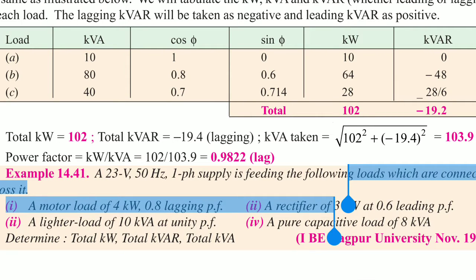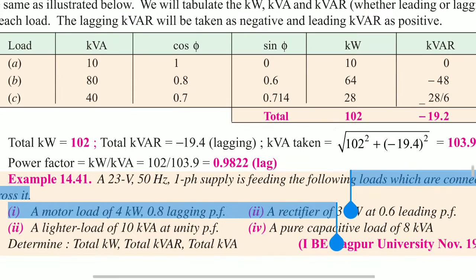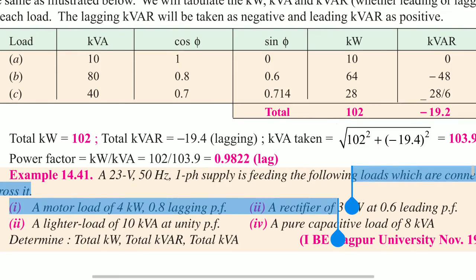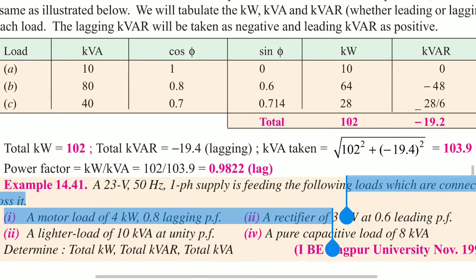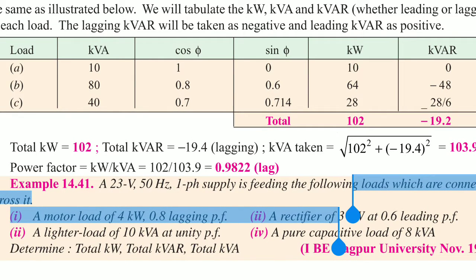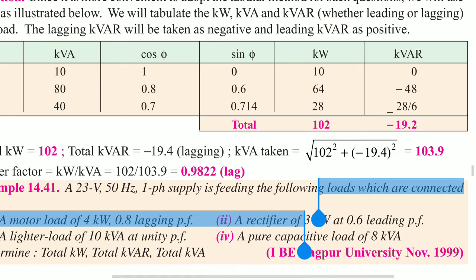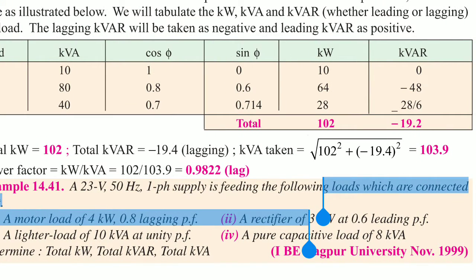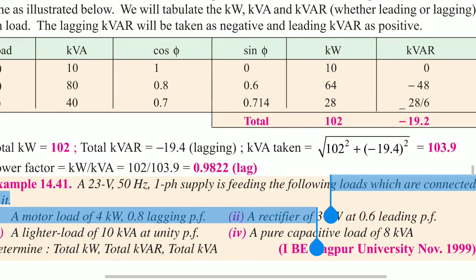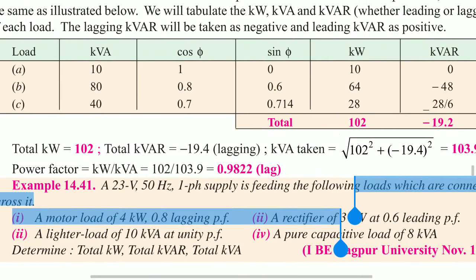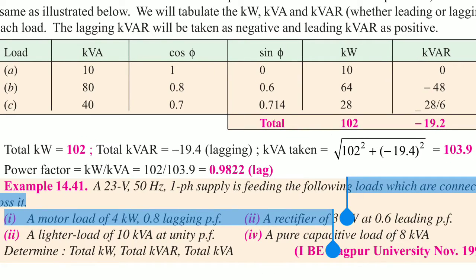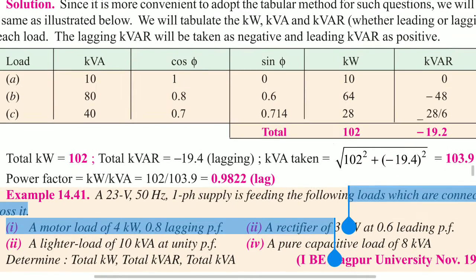Total kVAr is minus 19.4. So the kVA taken is the square root of 102 squared plus minus 19.4 squared, which is equal to 103.9. So that is the total kVA taken by the circuit.